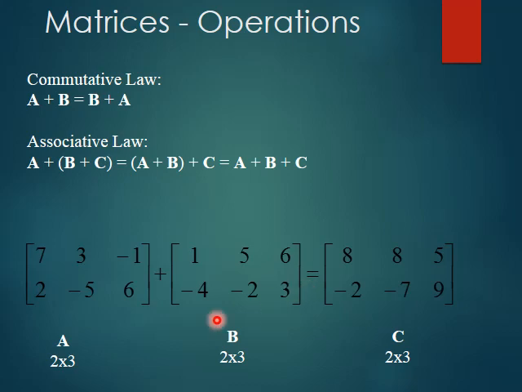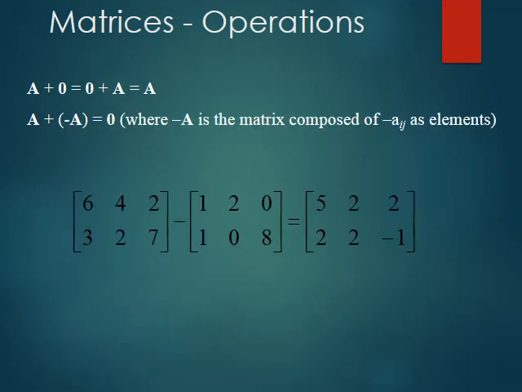Matrix addition obeys the commutative law and associative law. In matrices, the zero matrix is the additive identity, and we can have the additive inverse of each matrix.